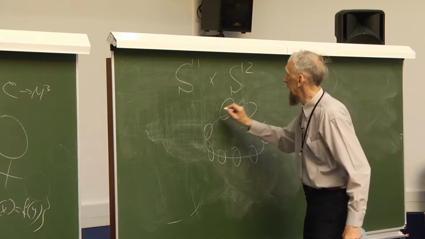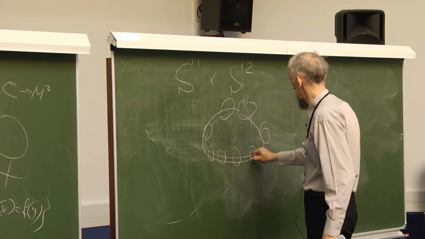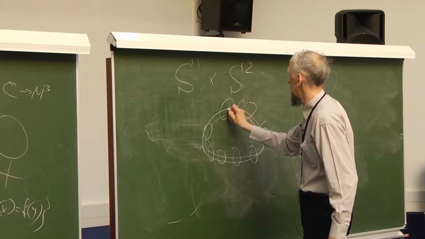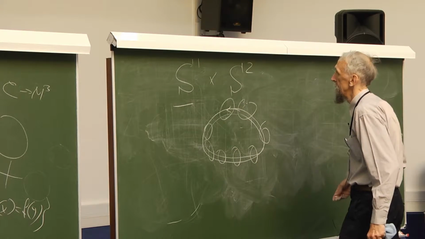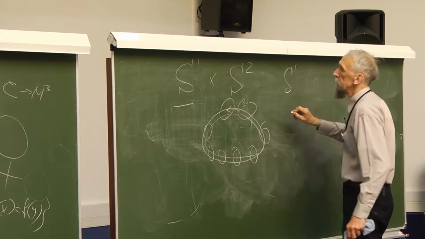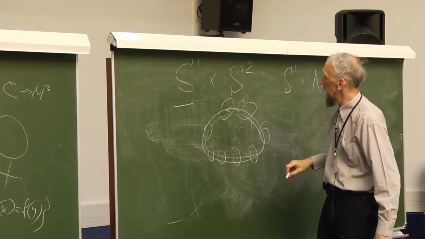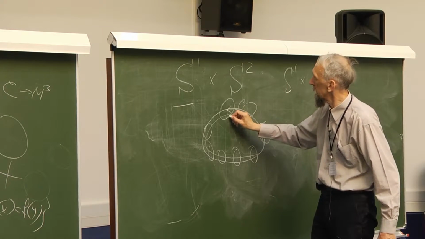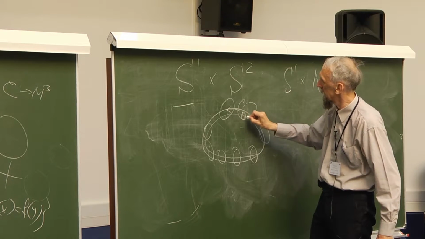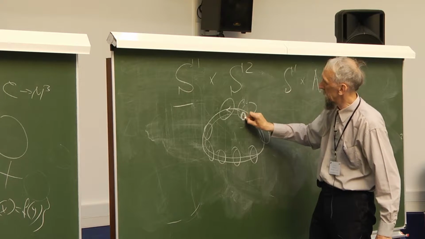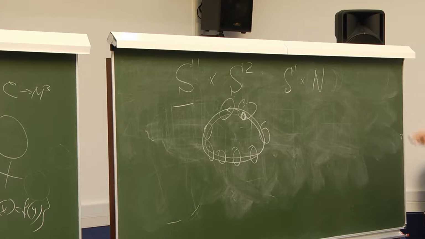And consider the following link. One component is just the equatorial link running once around along this circle. It is the circle times some point here, say the North Pole. And the other component is contractible. It can be, say, some circle in one of these spheres.